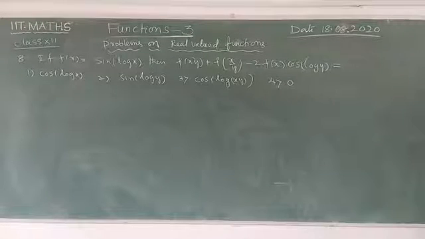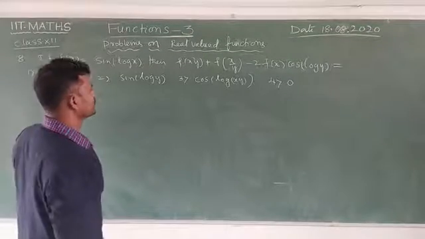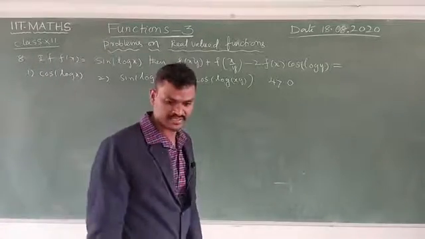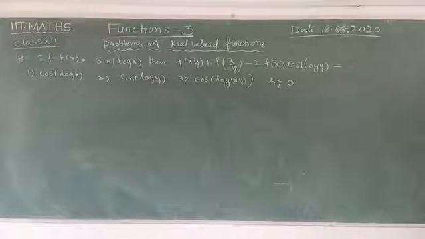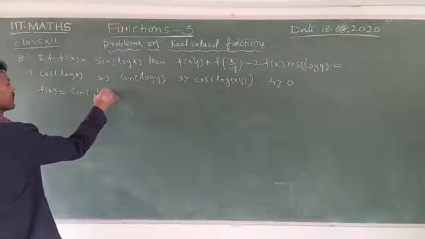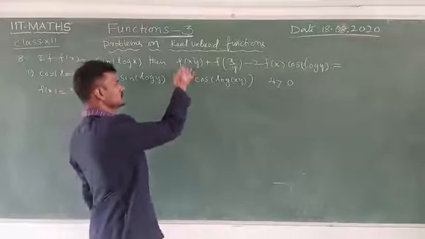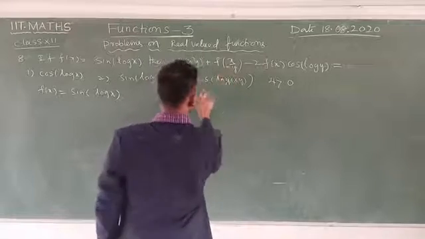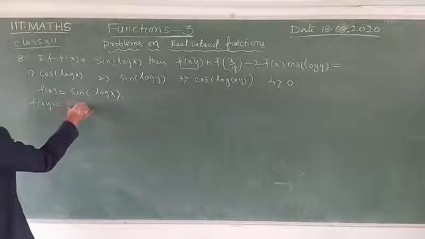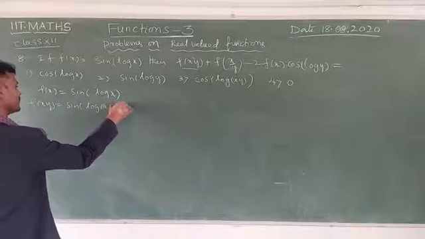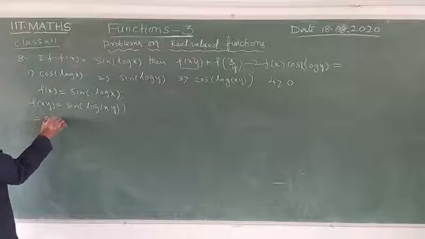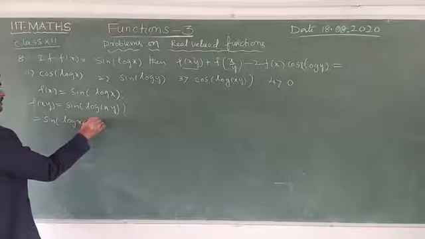Okay, next problem. If f of x is equal to sine of log x, then find f of xy plus f of x by y minus 2 f of x cos log y value. Now see here, f of x is equal to sine of log x as given. First we have to find separately f of xy and f of x by y. Now instead of x, you can write here xy, so sine of log xy. Log ab is equal to log a plus log b. Now you can write here sine of log x plus log y.